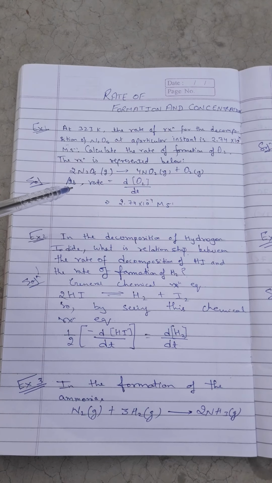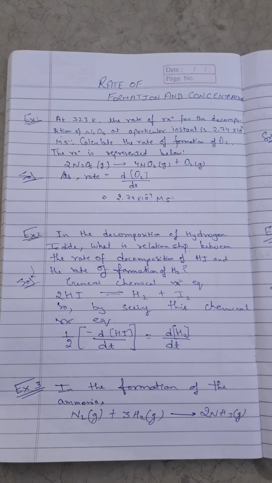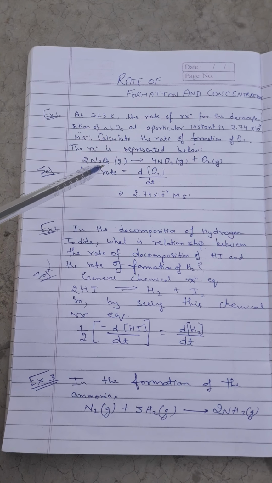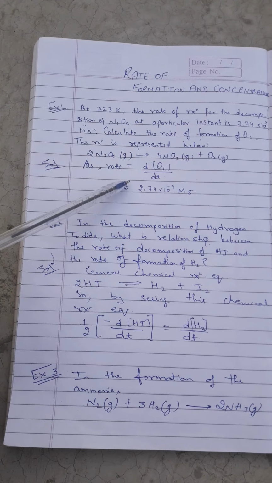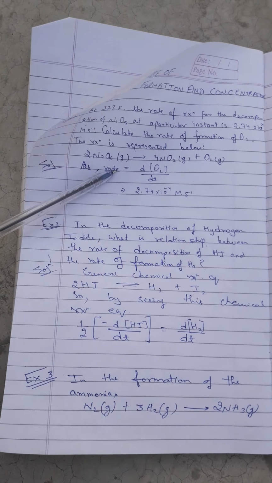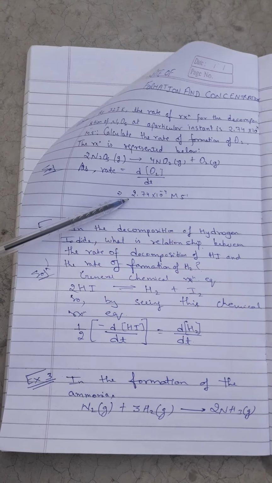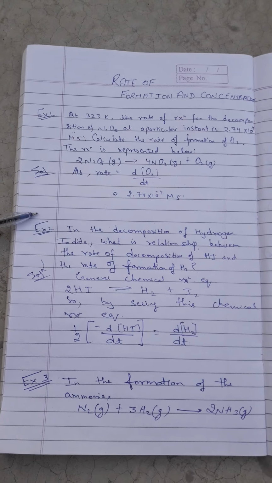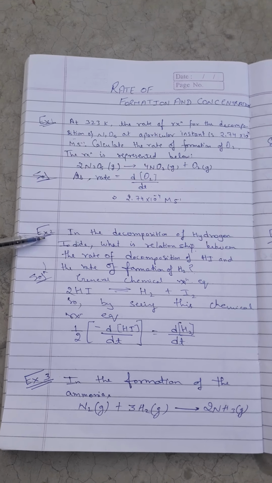Solution. Now, as the rate is equal to the formation of O2, and the rate is given to us, the formation of O2 will be equal to this.